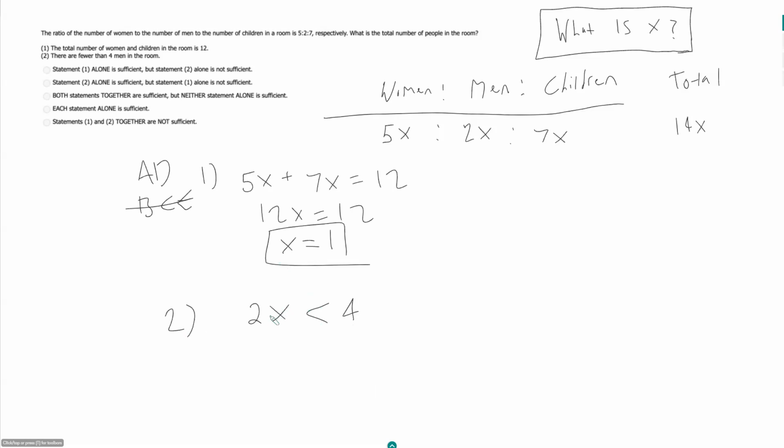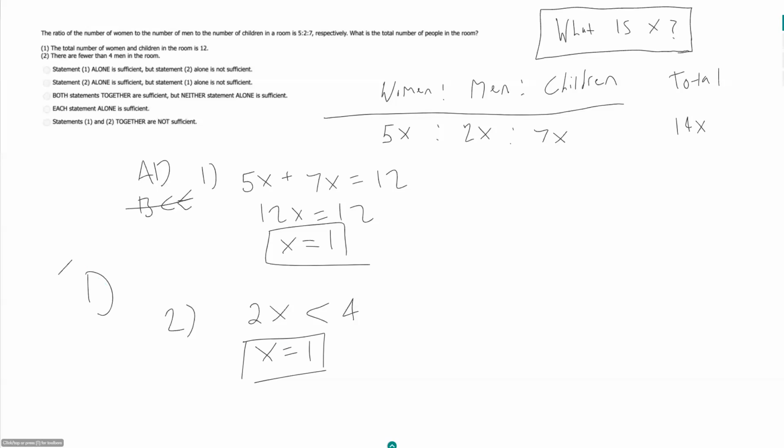x can be 1, in which case 2x would be 2, but x cannot be 2 because 2x has to be less than 4. So x equals 1 is really the only possibility here. x cannot be equal to 0, because if our multiplier was 0, we would have no people in the room at all, and this question wouldn't make sense. So you can assume there's got to be at least one person in the room. So there's really only one possibility for x: x has got to be equal to 1.